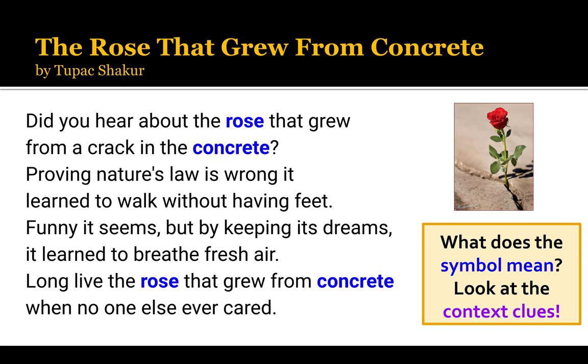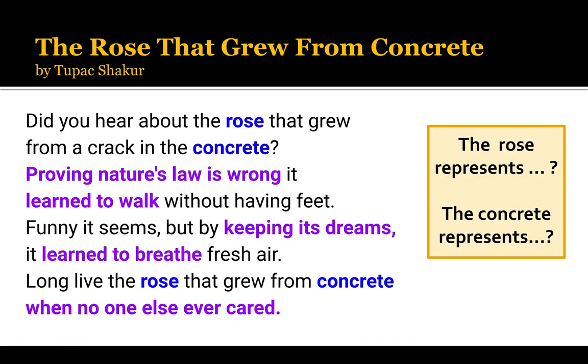So we look at context clues, and I just picked a few that I thought would help me figure out what these could be. You can pick different context clues to look at, but what I see here is this rose is proving nature's law wrong. Flowers have to follow nature, so it's interesting that it's proving it wrong because it's growing in a place that it shouldn't, and it's learning to walk, right?